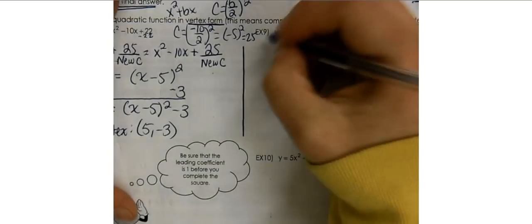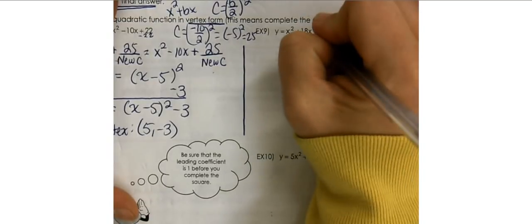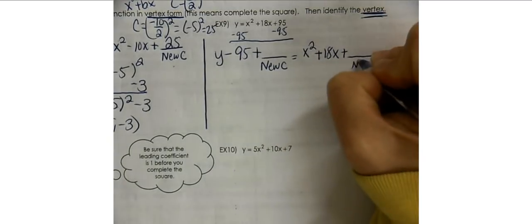So for this problem, I need to bring 95 to the other side. So I'm going to subtract 95 on each side. And I'm going to write y minus 95 plus space for my new c value equals x squared plus 18x plus space for my new c value.